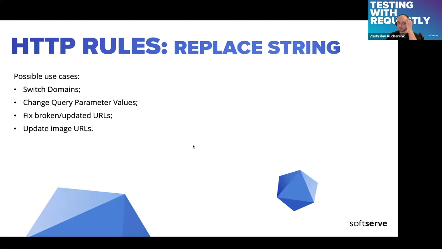After this, I would like to talk about the replace string rule. The replace string rule allows swapping out specific parts of the URL, facilitating testing in different endpoints or resources without altering the code base.